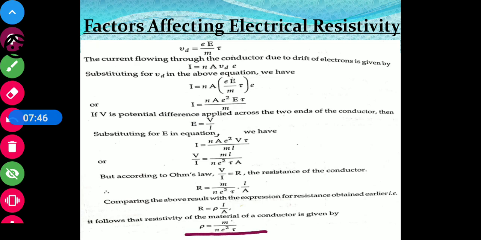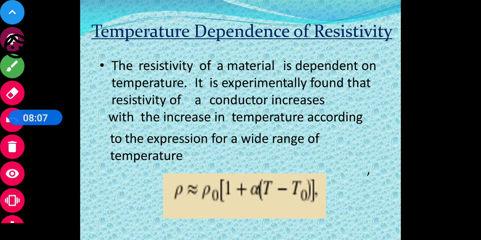Now the number of free electrons and the relaxation time both may change with the temperature. If you increase the temperature, the number of free electrons will increase and the relaxation time will decrease. So depending upon the temperature, the resistivity also changes. Now let us discuss the temperature dependence of the resistivity. Resistivity of a material is dependent on temperature.